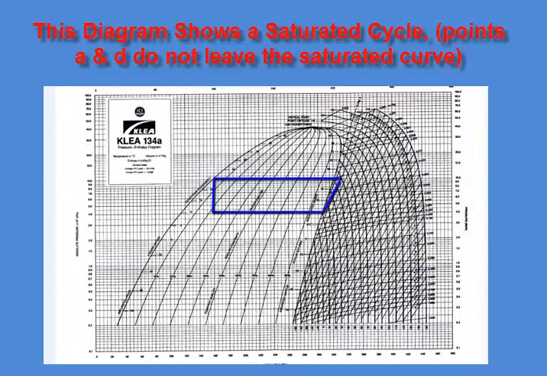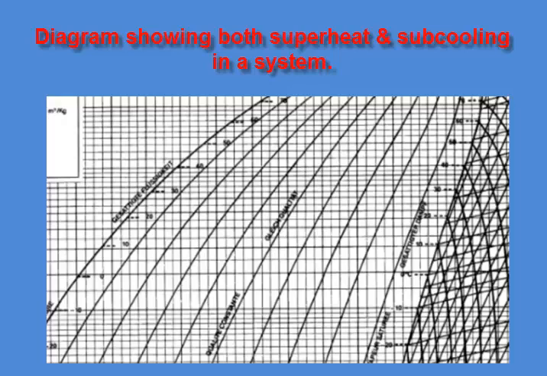So I hope this has given you an introduction to how an ideal cycle is drawn on a pH diagram, on a pressure enthalpy diagram. And in some of the following modules we will work with some examples to see how we can get numerical information. That involves both superheating of vapors exiting the evaporator and subcooling of the refrigerant leaving the condenser.